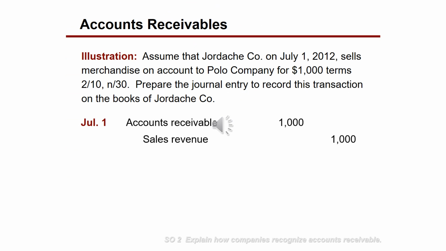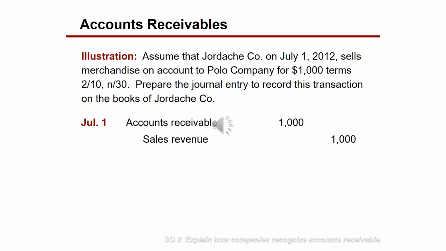How do we record the recognition of an account receivable? Well, we've done that so far in multiple exercises, but here we have an illustration. So let's go over this one pretty quickly. This one says, assume that Jordan Company on July 1st, 2012 sells merchandise on account to Polo Company for $1,000, terms 2/10, net 30. Prepare the journal entry to record this transaction on the books of Jordan Company.